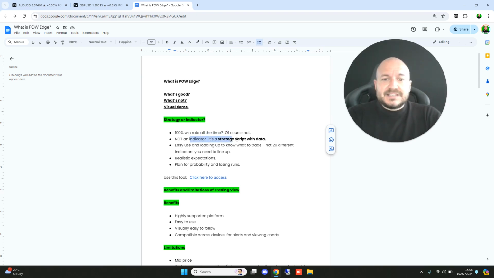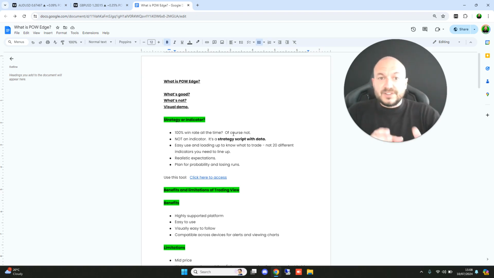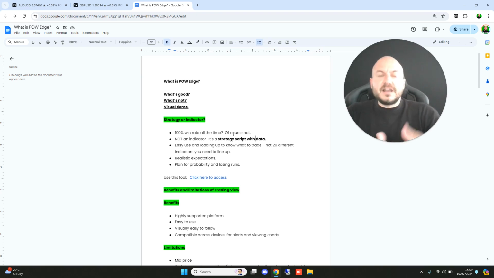So it's not an indicator, it's a strategy script with data. Now, just some of the tools out there that you might have seen ads for, there's all these different indicators that you add on, and you've got to sort of line up if that's a green, if that's pointing, and so on. There's none of that with this. It's literally behind the scenes, we've hard-coded all of the data parameters. It's going to tell you when to buy, when to sell, where to place your stop loss, and where to place your take profit, in line with trend trading or finding high probability areas of reversal.